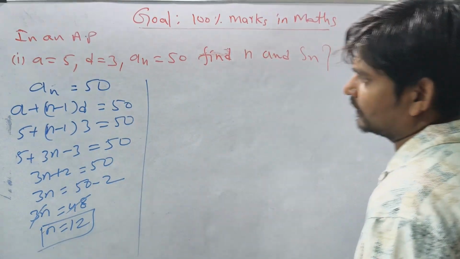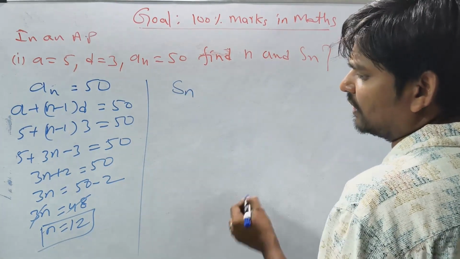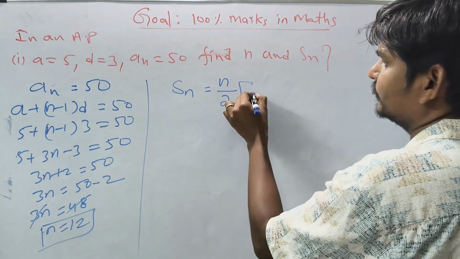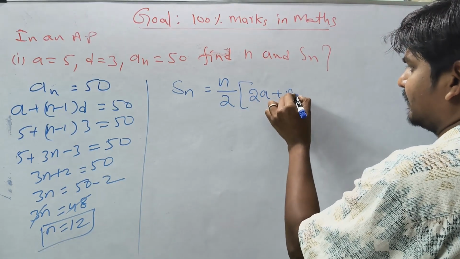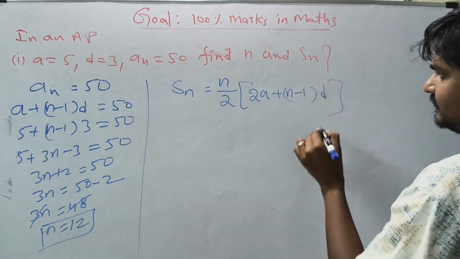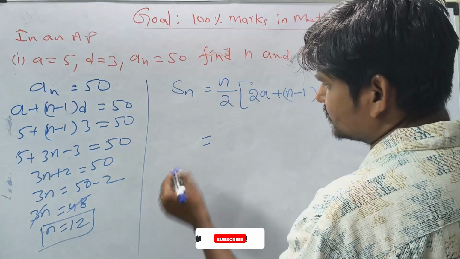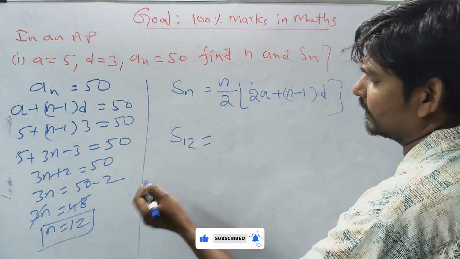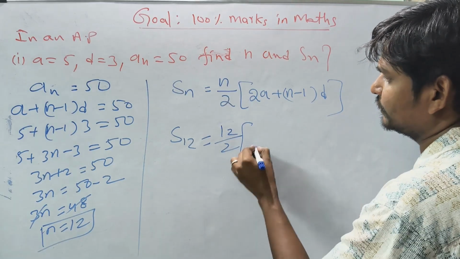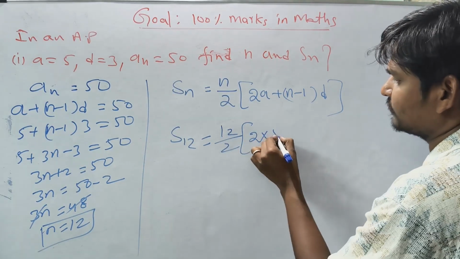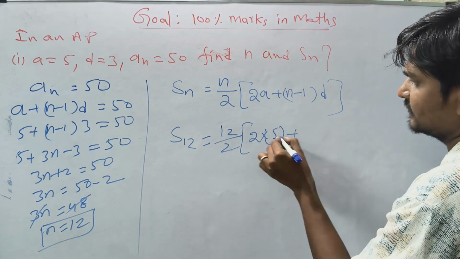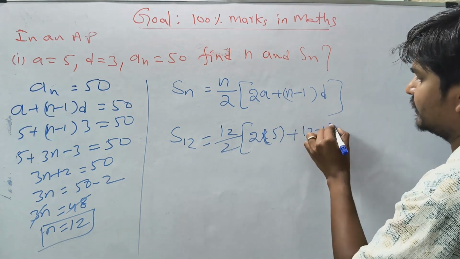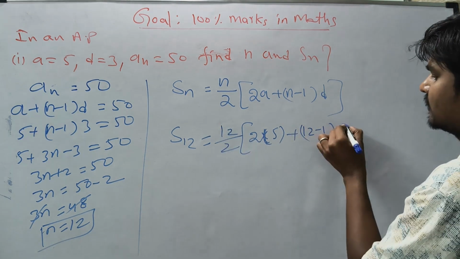Now, coming to the Sn, we have to find out the next thing. Sn, what is the formula? Sn is equal to n by 2 into (2a plus (n minus 1) into d). Now, Sn is nothing but here S12. Why? Because the number of terms here is 12. n is equal to 12, so 12 by 2 into, a is given 5, correct? Plus n minus 1, that is 12 minus 1, into d, which is also given 3.